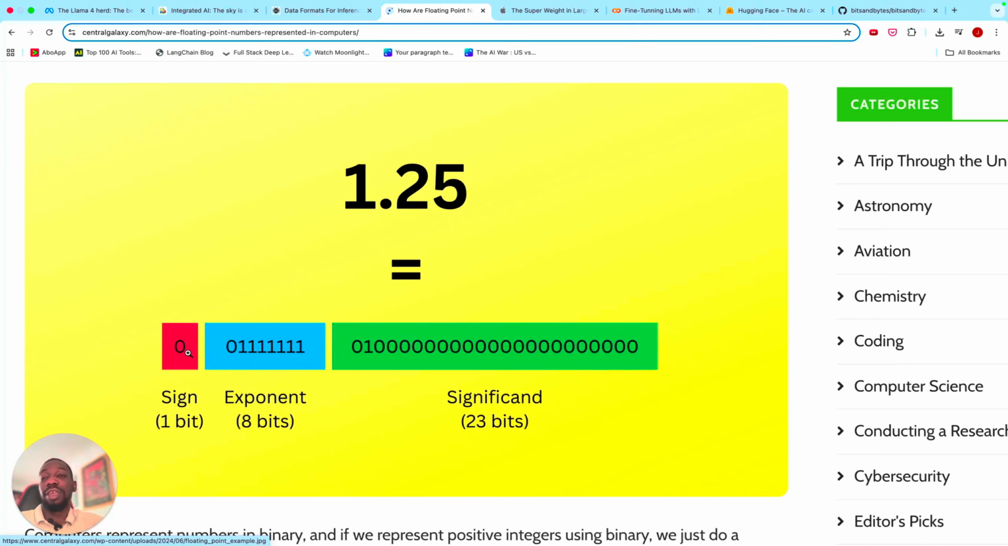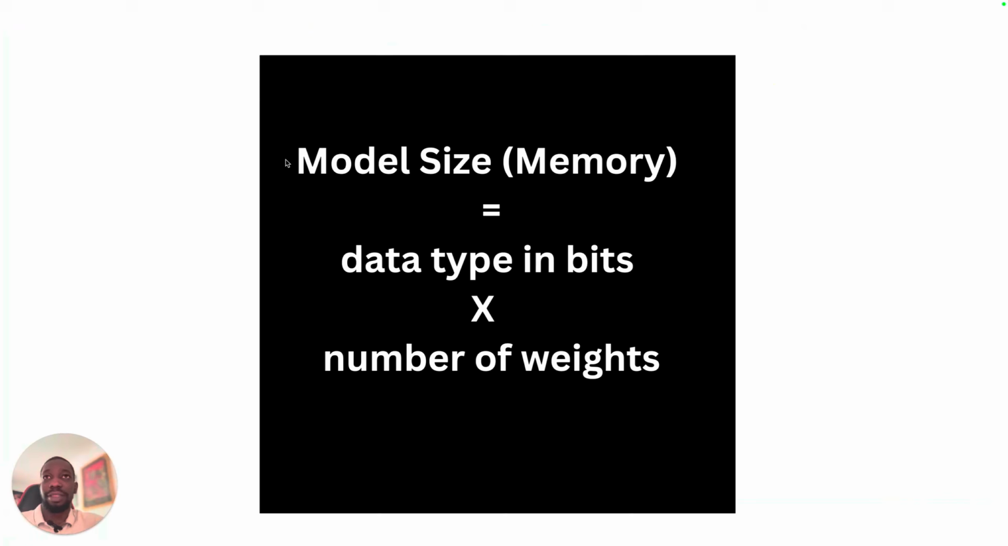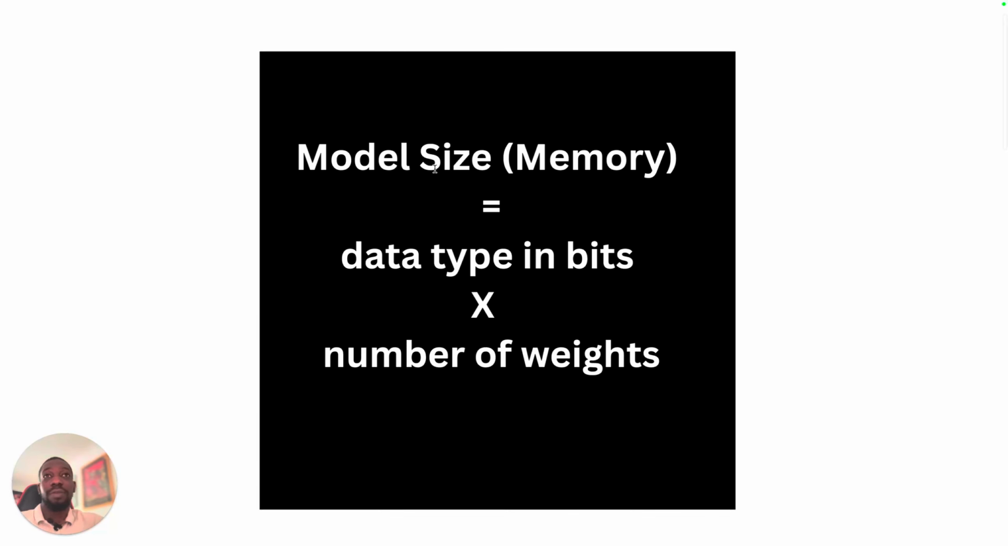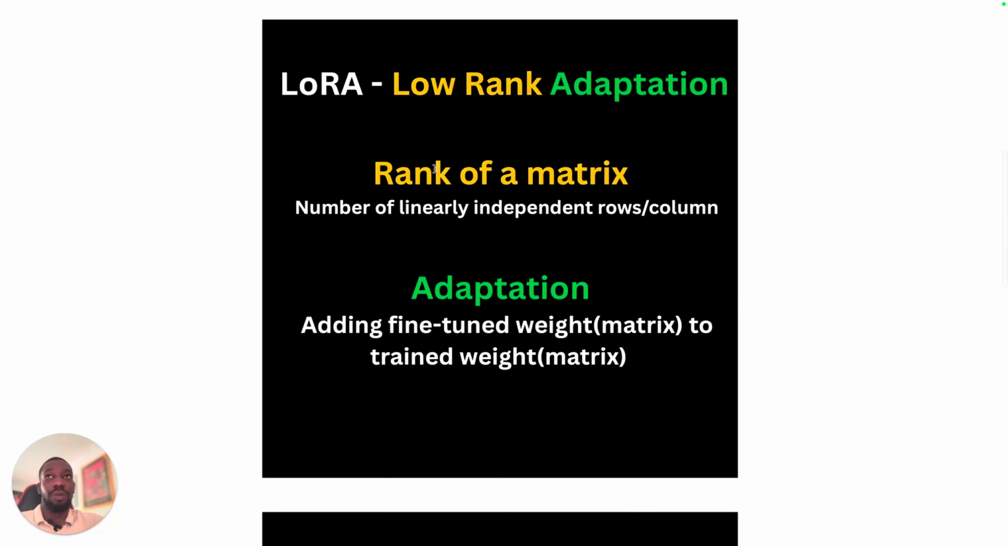The sign says whether it's positive or negative. This is supposed to be a 32-bit number, but you can also represent it as 16-bit or even an integer. Now that we understand the data types in bits, and the number of parameters or weights, we know this determines the memory required to train or pre-train the model. Then we can understand why we need LoRA.